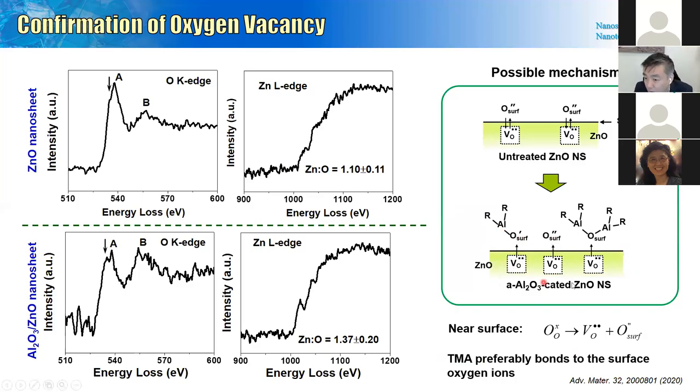So therefore this leaves a lot of oxygen vacancies in the bulk. That's why we can have a high concentration of oxygen vacancies, due to the stabilized surface TMA or aluminum oxide coating, and then achieve this interesting memristive transport behavior.